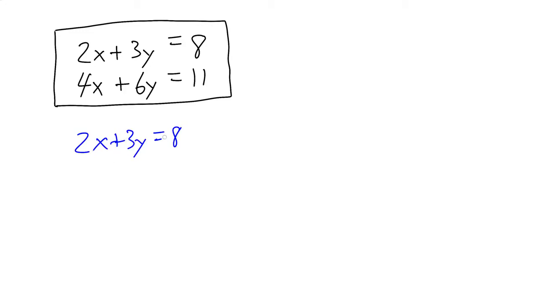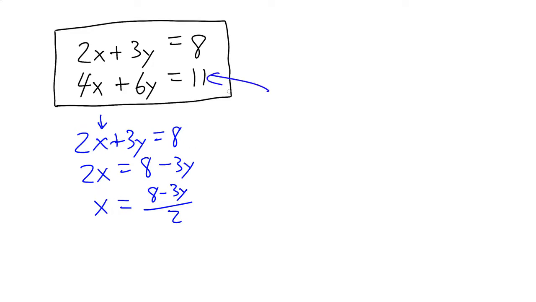So let's subtract 3y from both sides, because my purpose is to get x by itself, so we can substitute it into the other equation, right? If we subtract 3y from both sides, we get that. Divide by 2 on both sides, and we get this. Great. So now I've got x in terms of y. Now I'm going to plug it into this one, and I'm going to say 4 times x, but we just found out that x was equal to (8 minus 3y) over 2, plus 6y equals 11.